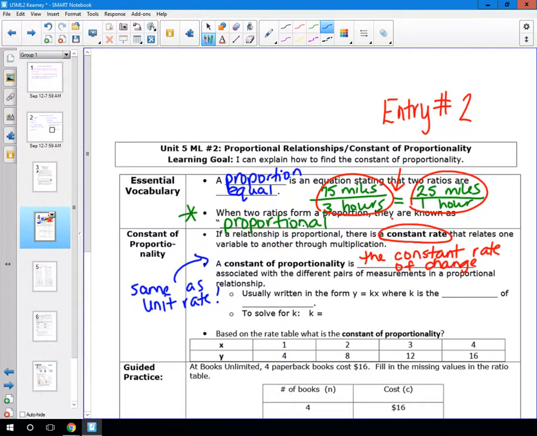So usually the constant of proportionality is written in the form y equals kx. And I know some of you are thinking, Miss Kearney, I have no clue what you're saying. And it might sound like I'm talking another language or Japanese or something, but just stay with me and you're going to see these problems are actually a lot easier than they sound. So the constant of proportionality is written in the form y equals kx, where k, this k right here, is the constant of proportionality.